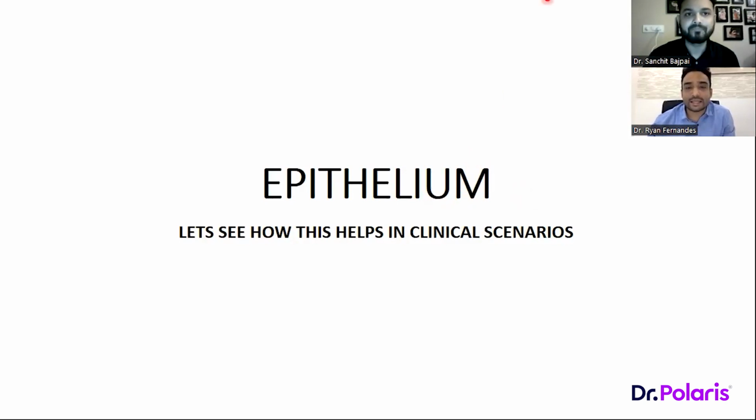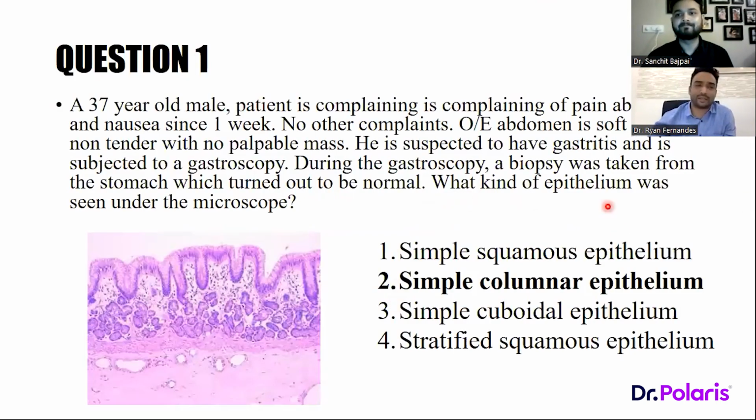Right. And see why did we study about this epithelium? Why is epithelium important? So the first question we'll discuss today is a 37-year-old male patient complaining of pain abdomen and nausea since 1 week. No other complaints. On examination, his abdomen is soft, non-tender, with no palpable mass. He is suspected to have gastritis and is subjected to a gastroscopy.